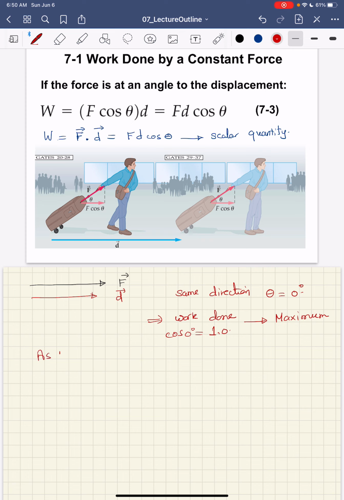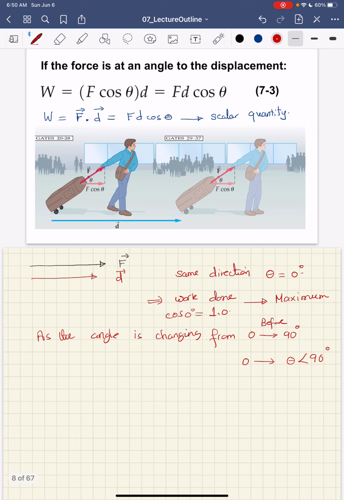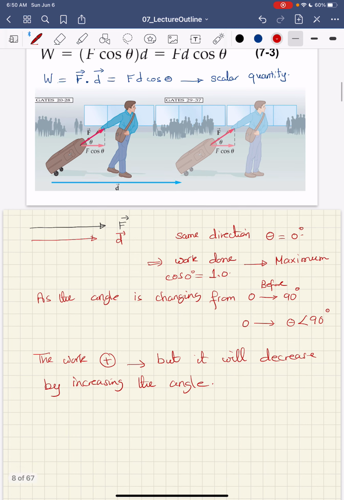As the angle is changing from 0 to just before 90, I will say 0 to theta less than 90, here the work is still going to be positive, but it will decrease by increasing the angle. If you have more angle, you are going to decrease the work done.